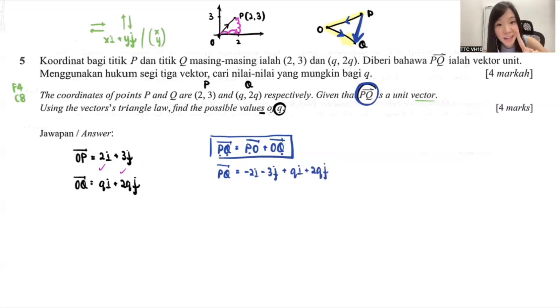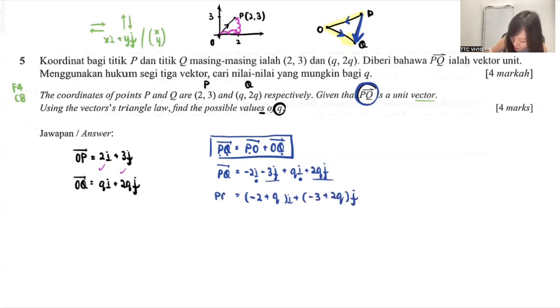And no one stops the answer like that. Always in terms of i and j. You should only have one i, one j. So I got 2 of them. Combine. How do 2 become 1? Factorize. Negative 2 plus Q for i. How about j? Same thing. Pull it out. This j pull out negative 3. This j pull out positive 2Q. Okay, guys, I got my PQ already.